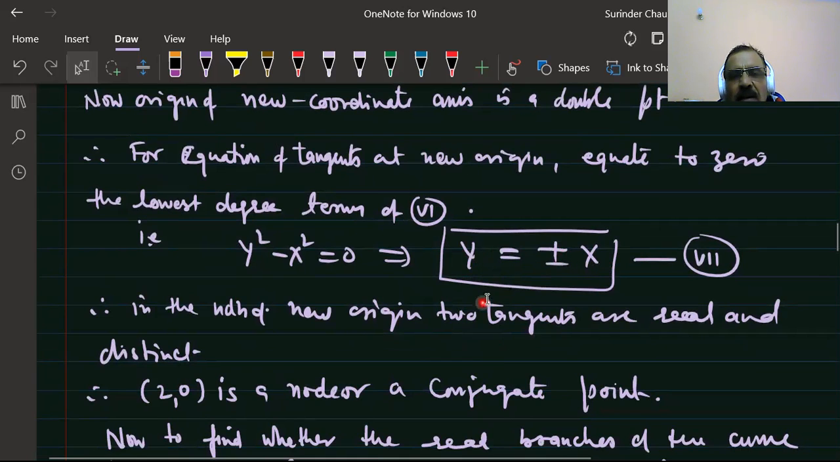If the tangents are real and distinct, now we'll discuss this. So if the tangents are real and distinct, the point (2, 0) will be either a node or a conjugate point.